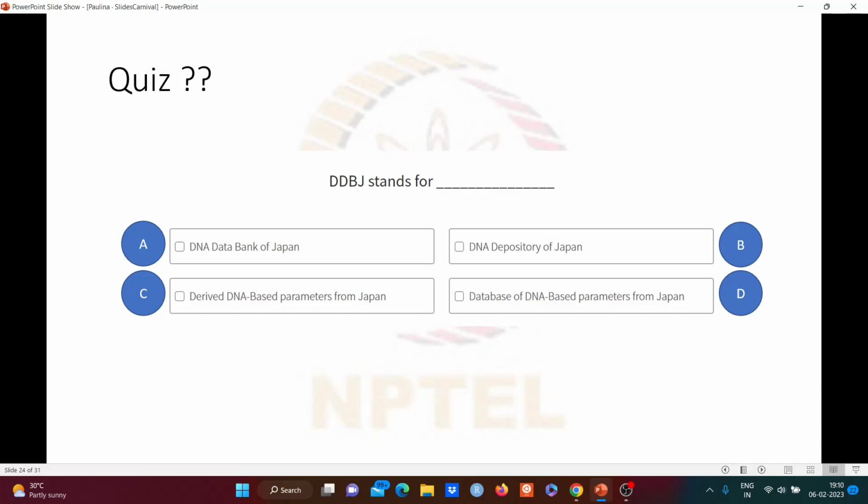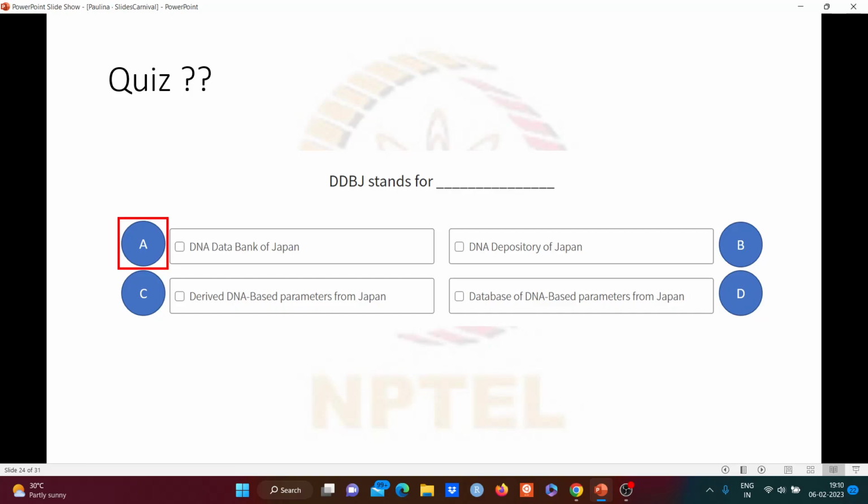DDBJ stands for. I don't have much space in the quiz to load this question, so whoever wants to answer can use the chat box to answer. Yeah, the correct answer is DNA Data Bank of Japan.